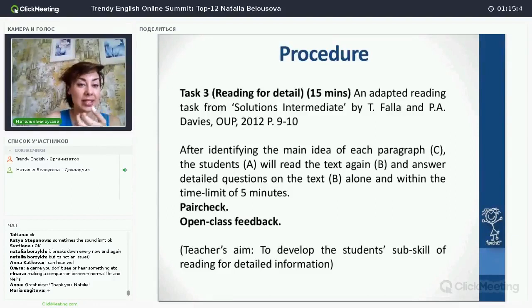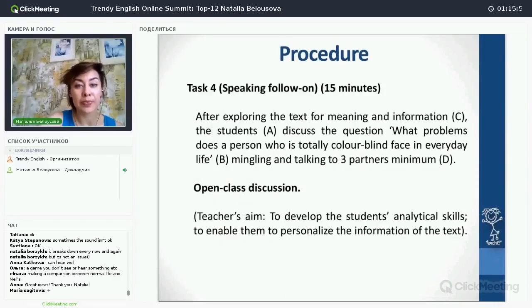But then I also decided to add some more real life as the follow-on after reading this text. And this is where your ideas, like put yourself in his shoes and think how his life is different, I think beautifully come into play. So this is what I asked my students, very close: what problems does a person who is totally colorblind face in everyday life? And they were mingling and talking.